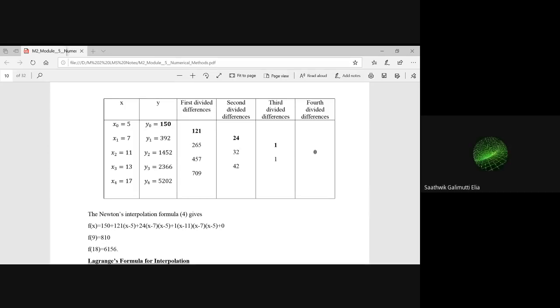Ma'am, when the x3 term is given, how will the last formula be? Will it be x3 minus x naught? You will write x minus x naught into x minus x1 into x minus x2. That's it. And then the square bracket x naught comma x1 comma x2 comma x3.